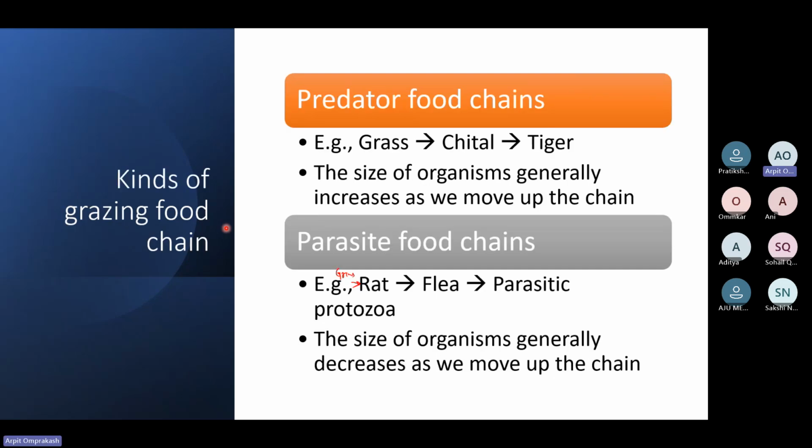Then again, we can have predator food chains and parasite food chains. Predator food chain is basically where grass is eaten by cheetal and cheetal is predated upon by tiger. Parasite food chain is basically rat is infested by flea and flea is infested by a parasitic protozoa. So in predator food chain, the size of organism generally increases as we move up the chain, and in a parasitic food chain, the size of organism generally decreases as we move up the chain.